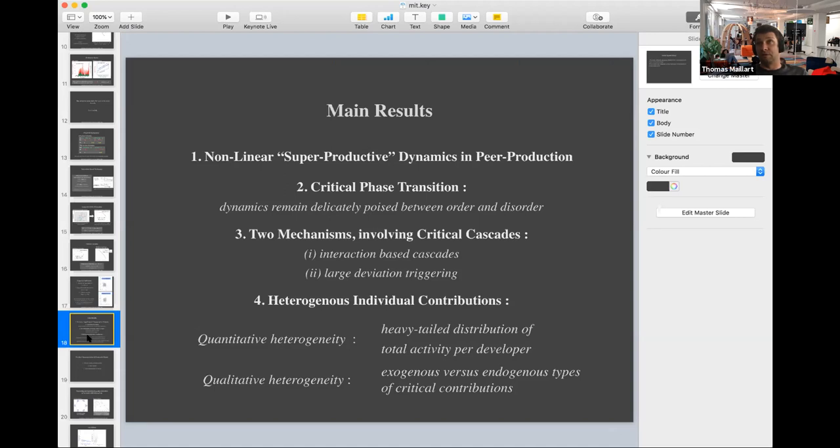The fourth conclusion is that you get heterogeneous individual contributions. You get quantitative heterogeneity, with a heavy tail distribution of total activity per developer. And you also get qualitative heterogeneity, with exogenous versus endogenous types of critical contributions. It means that some people are going to have completely different dynamics in the project compared to others. So I think I'm going to stop here.